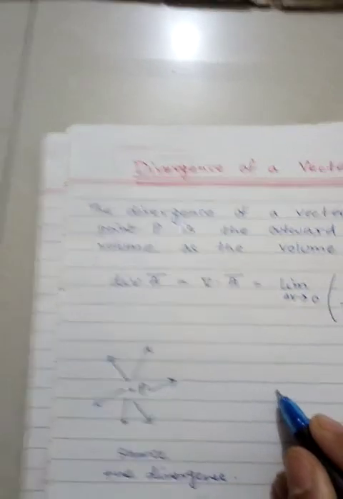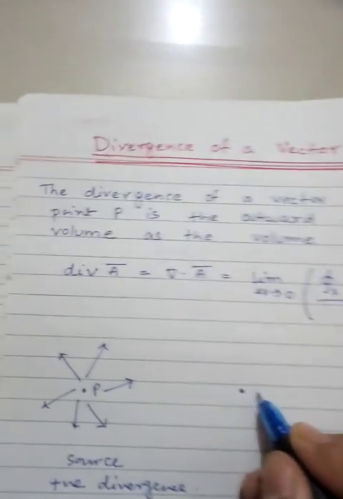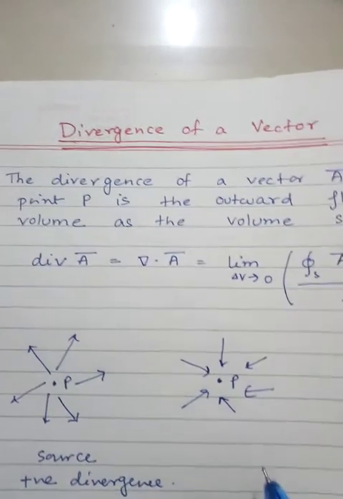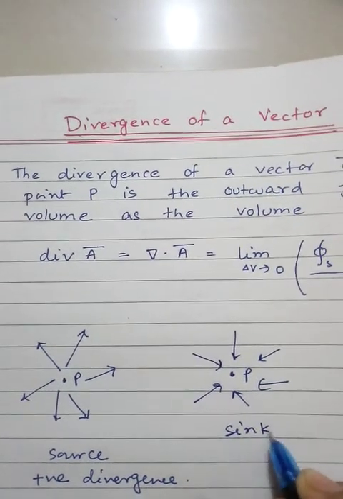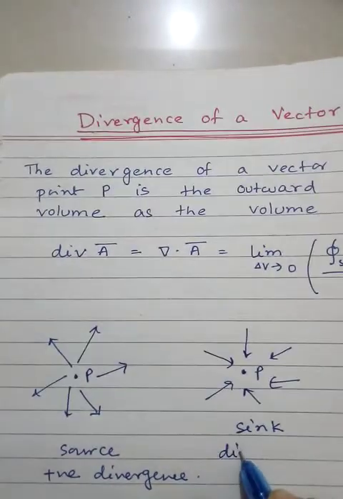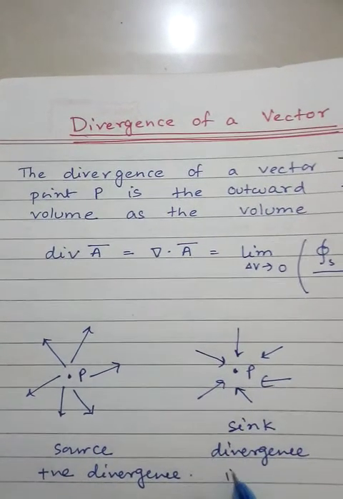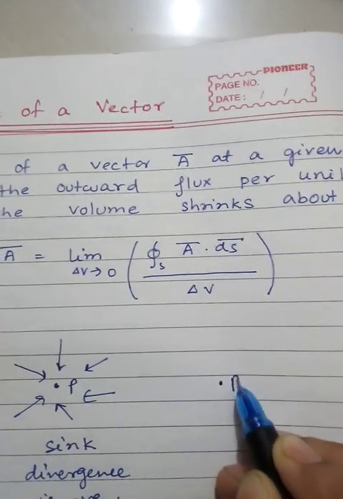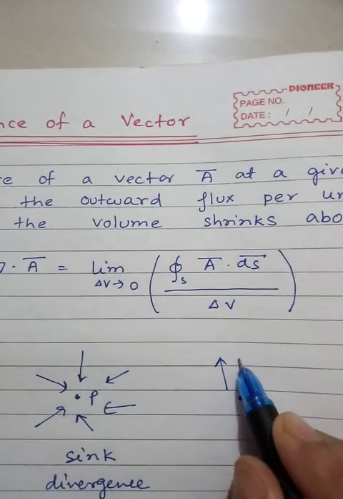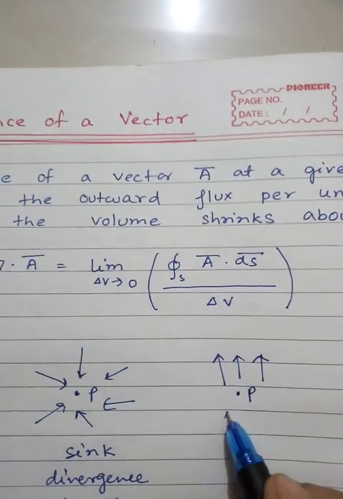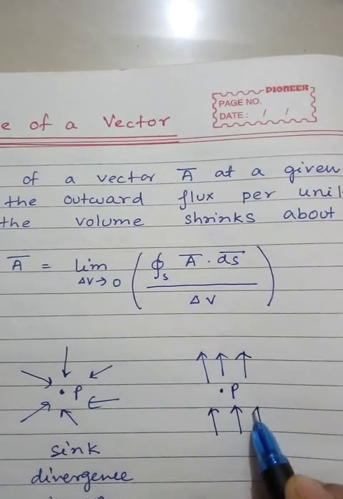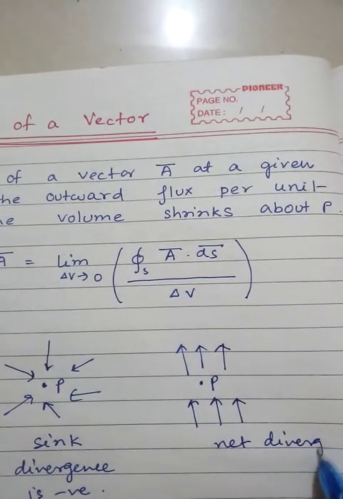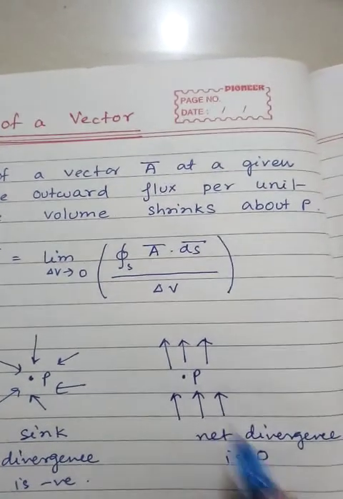Or suppose flux lines are going to a point P like this. Then we say that the divergence is negative and the point is a sink point. Sink and divergence is negative. Suppose I am taking another thing. For example, there is a point and some field lines are going out from this point, and some flux lines are going towards this point. So the net divergence is 0 at this point.